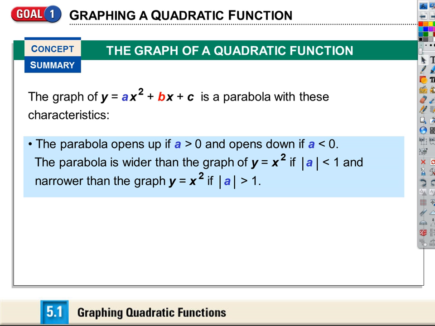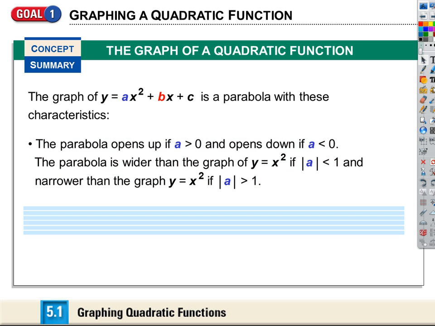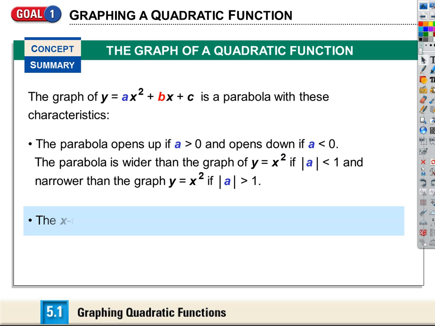More specifically, and we don't need to get too specific right now, but if we wanted to, if a is a big number, if the absolute value is a big number, like 10 or 20 or 4, bigger than 1, it's going to take that basic U shape and stretch it upwards and make it tall and skinny. If the absolute value of a is less than 1, for example a fraction like 1/2 or 1/3 or -1/3, then it's going to take that U shape and push it down and make it shorter and wider. Okay? Not that that's that big a deal. That's enough just to know that a tells you if it opens up or down most of the time.